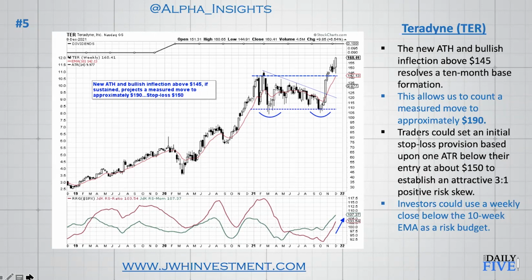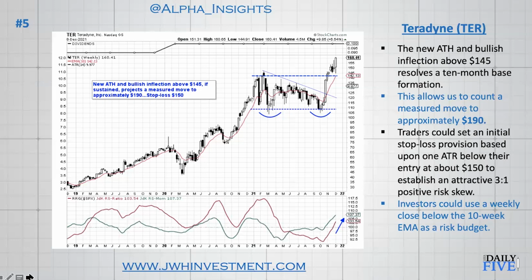And lo and behold, looking at a 3-year weekly chart, we can see that Teradyne has just resolved above a key resistance level that has defined a multi-month, almost 10-month consolidation base formation. There's a lot of ways to draw the lines here. We've illustrated a triangle as well as a rectangle, as well as a double bottom. Call it what you will, I would call it a lateral consolidation phase that has been fully resolved to the upside. And what's interesting is that the new all-time high was generated, we published this chart based on yesterday's closing price.